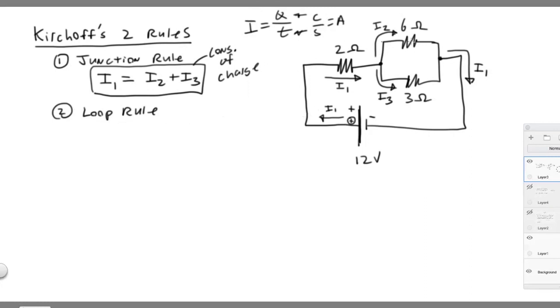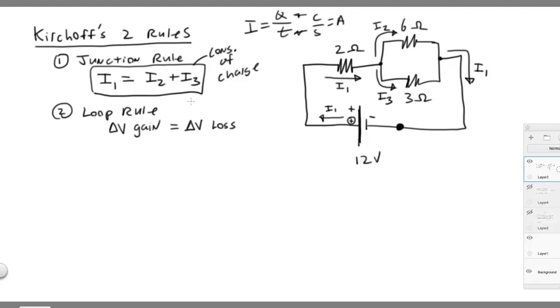So for any complete loop in a circuit diagram, let's start our loops right here at this dot. There's different loops we could make. There's 3 different loops we could make in this circuit. So the loop rule says voltage gain for any complete loop must equal the voltage loss for any complete loop. I'll write that down. Delta V voltage gain for any complete loop must equal voltage loss for any complete loop.